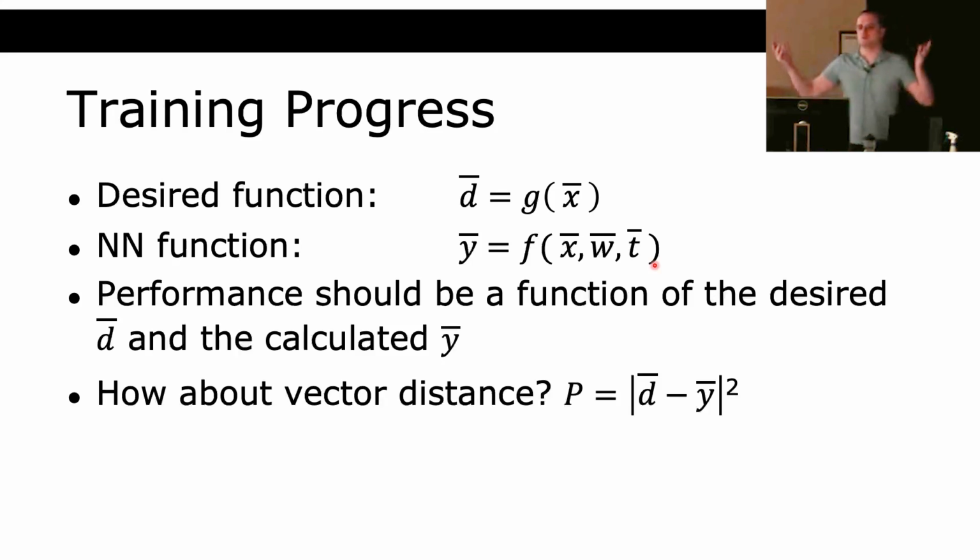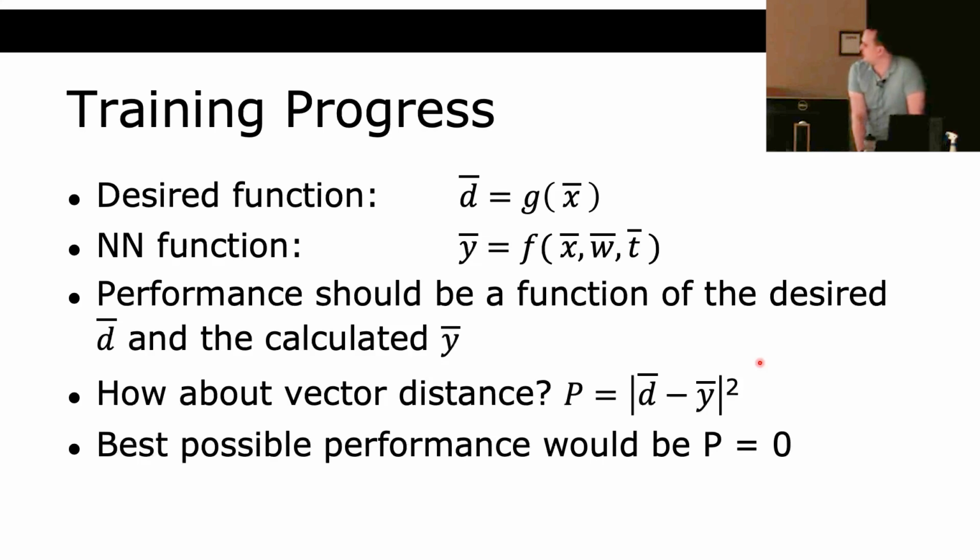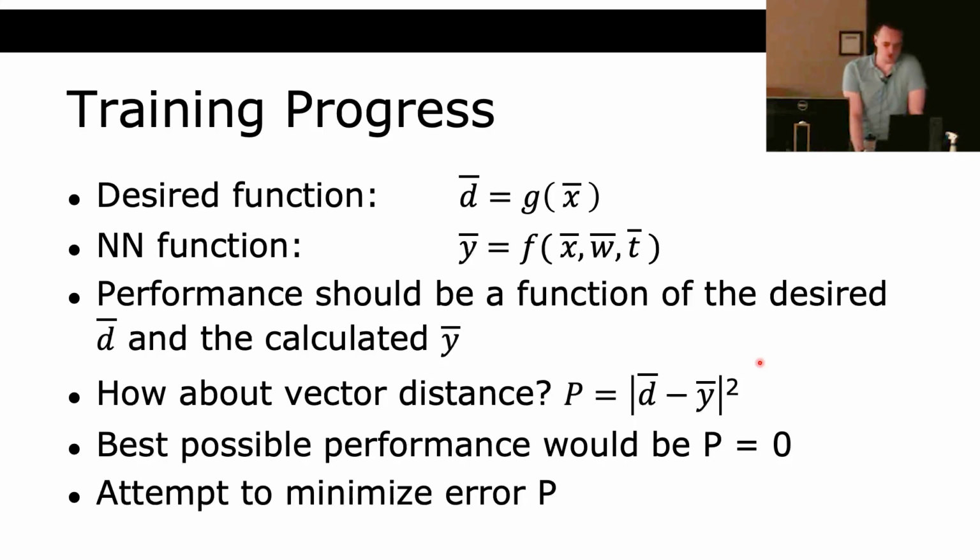So how are we going to compute some sort of loss or error, right? This is just one example. I'm not saying this is what everyone does, but we're going to take some inputs, we'll run it through the desired function, if we had it, then we'll run it through our function approximator, or our neural network. We'll find the difference of those things and then maybe square it or something like that to get some sort of loss function. And the best possible performance would be where that p is equal to 0, right? So when our computed approximation exactly matches this function that we want. And so what we want to do is attempt to minimize that error value p.